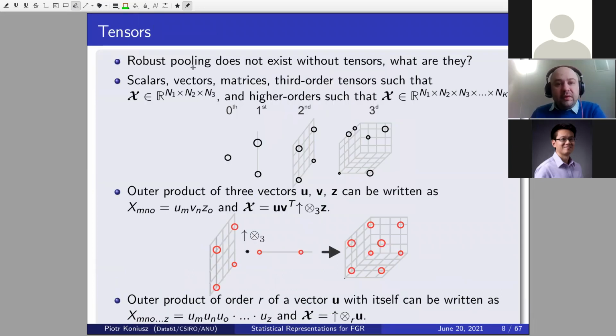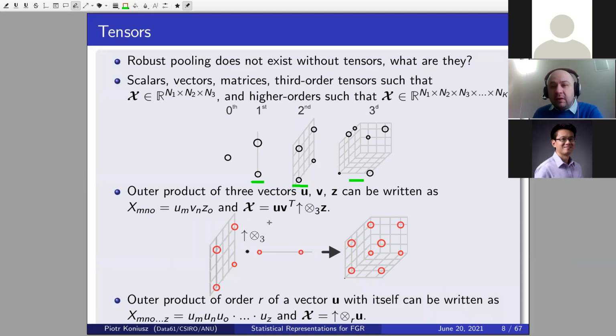Now I wanted to move to tensors because in order to capture higher order statistics, we essentially need to use some tools from algebra. So first order tensors are just vectors. Second order tensors are matrices, for instance, covariance matrix. And then obviously third order and higher order tensors have a larger number of modes. What is important is the definition of some outer product for those tensors.